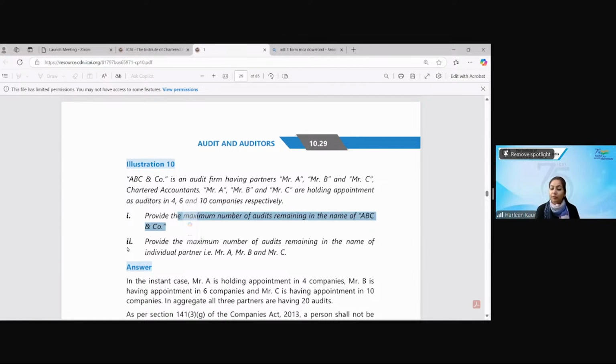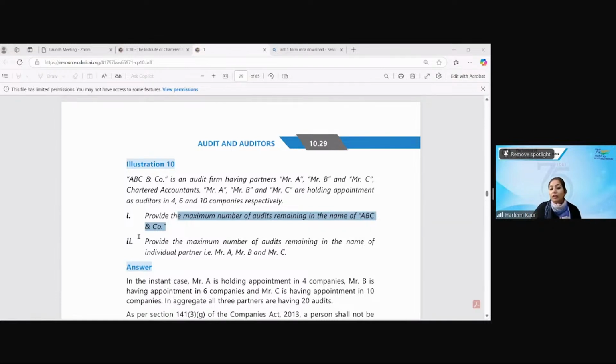They are already doing 20. What do you think now? They will be disqualified? No, ma'am. They can take the audit of 60 companies. So 20 per person, per partner. A can hold 20, B can hold 20, C can hold 20. So the first part of the answer: 60 companies is the correct answer. Maximum 60. Still you're saying 40. So maximum 60, Krishnam, Swati, Ritu is the correct answer.